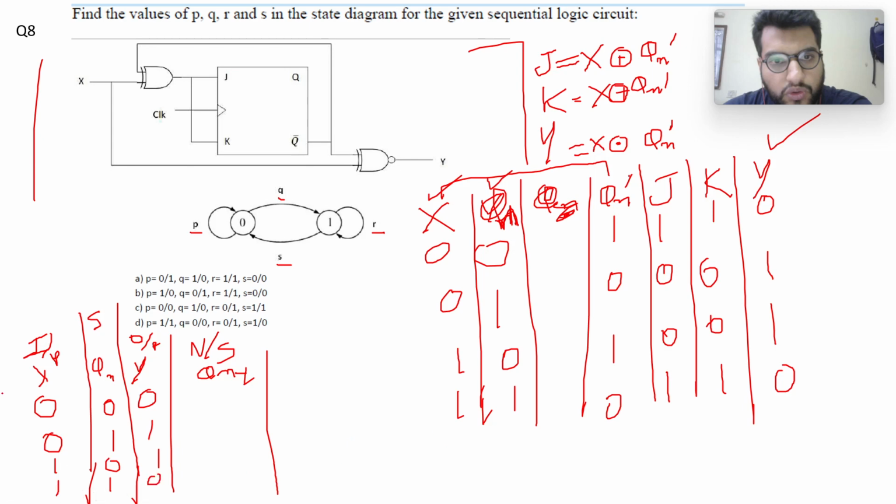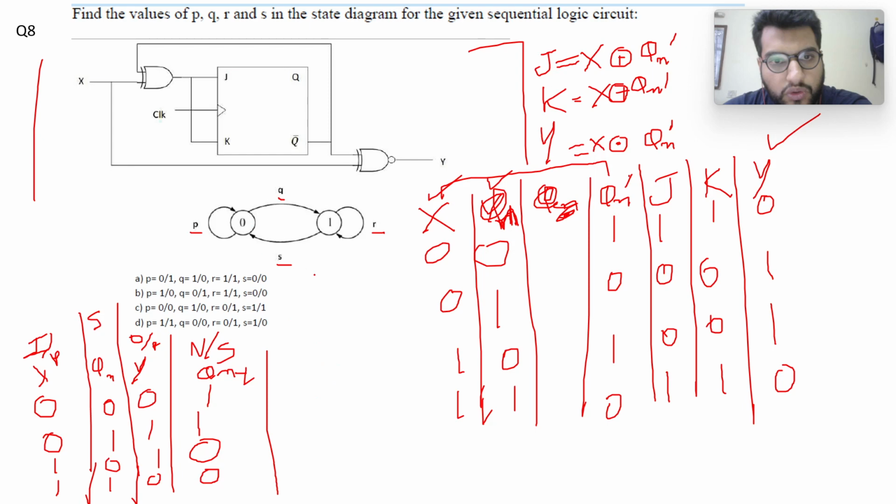And the next state we can find using the JK conditions. So X is equal to 0 and Qn equal to 0, J is equal to 1, K is equal to 1, so it will toggle, so it will be 1. For 0 1, J is equal to 0, K is equal to 0, it will remain as Q, so it will be 1. For 1 0, J is equal to 0, K is equal to 0, it will remain as Q, so it will be 0. And X is equal to 1, Q is equal to 1, J and K will be 1 1, it will toggle, so it will be 0. So this is my next state, this was my output.